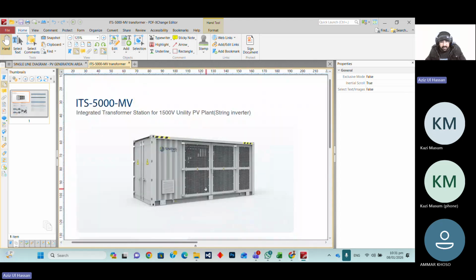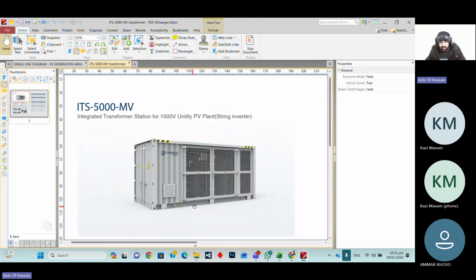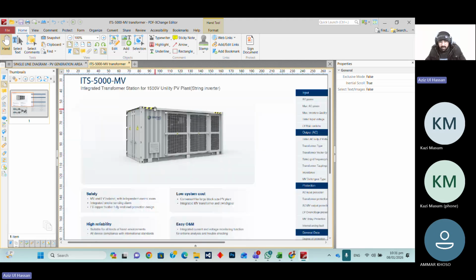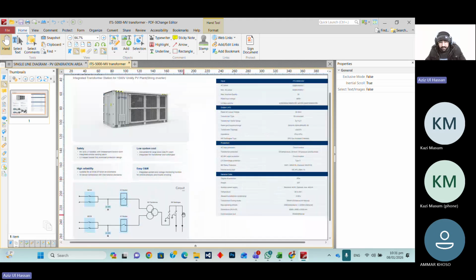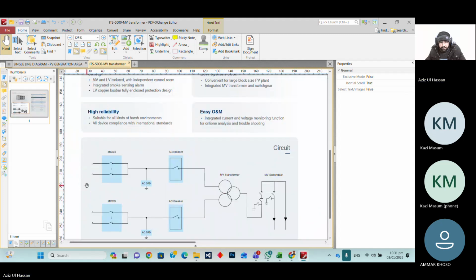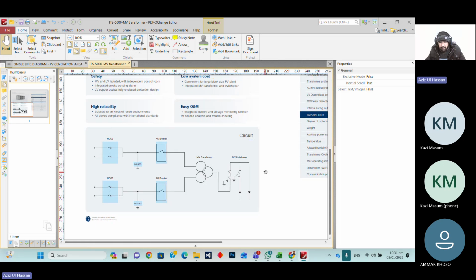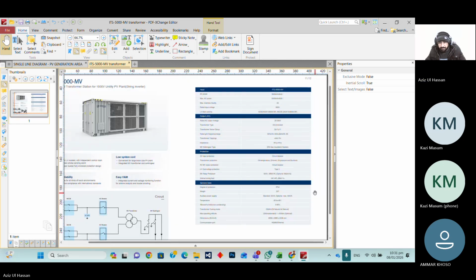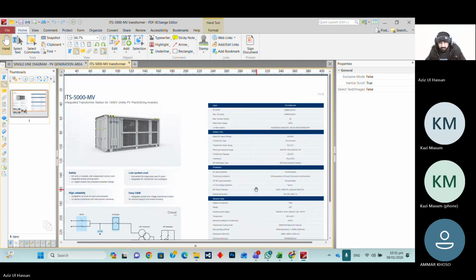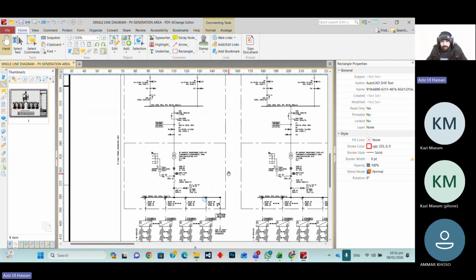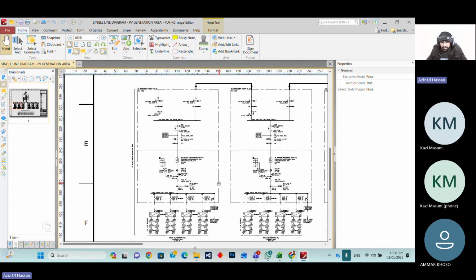So here you can see that this is basically one MV station in which the transformer, the MV switchgear and LV switchgear are in the same container. Okay, this type of. So you can see that their circuit breaker, then transformer, then MV switchgear. This type of container solution will be used in the large scale project, 100 megawatt. So here the above one is the one container.